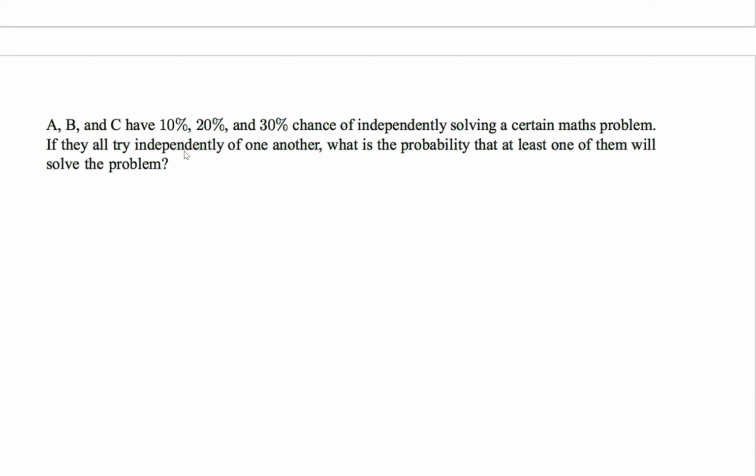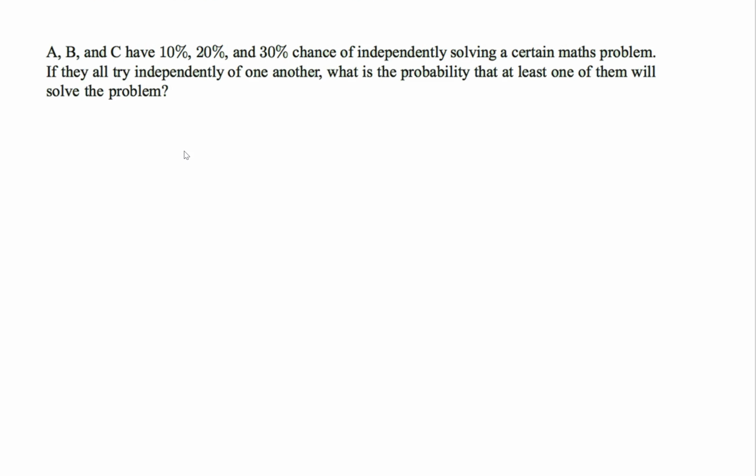Let's do one final example here. A, B, and C have 10%, 20%, 30% chance of independently solving a certain math problem. Math, by the way, with an S, that's a UK thing. You should watch some British TV shows; they're amazing. If they all try independently of one another, what is the probability that at least one of them will solve the problem? This is the exact same problem we just did, right?